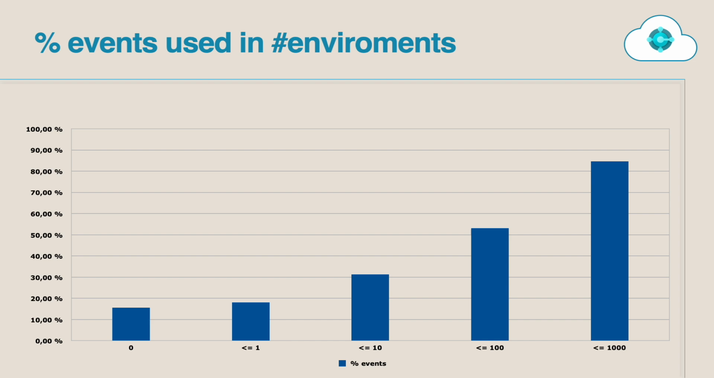As you look at how many events are used more and more, 53% of events, so 11,000-something events, are used in fewer than 100 environments. That is almost nothing for our cloud. Under 1,000 environments, where it becomes a significant number, we're at 85%. So the large majority of events are used by very few people.